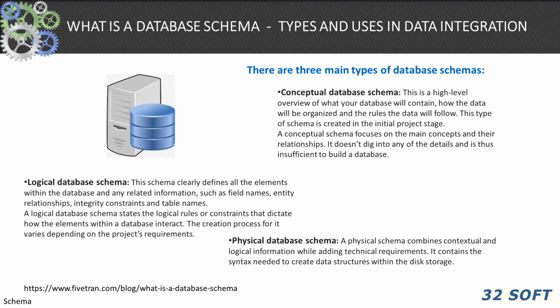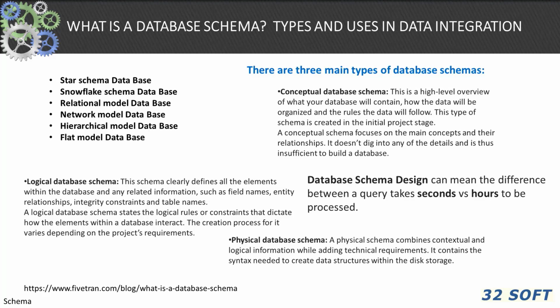Database structures determine how information is going to be processed on your hardware. There are three main types of database schemas: from conceptual, that is high-level, to logical database schemas, which contain all the logic and elements of the process flow, and finally the physical database schema, which defines how the data is going to be stored on the disk.